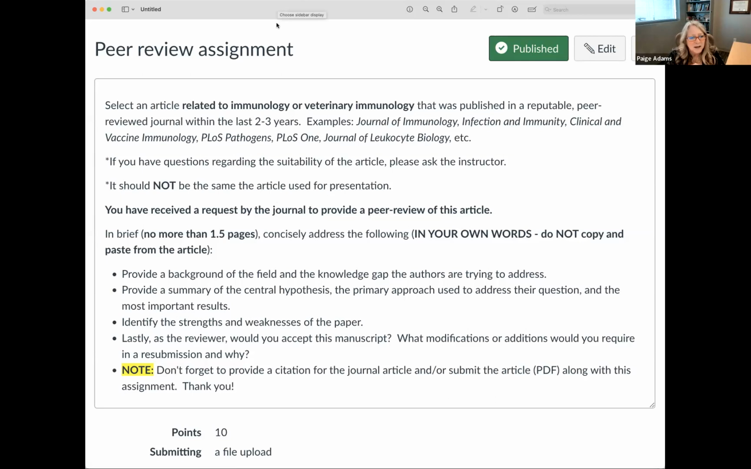If you think that they did a good job, especially, did they include the appropriate controls? Did they provide enough background to make the audience, the reader, understand what the gap in knowledge was? Did they state a hypothesis? Did they have a good approach to this particular problem? And then identify any strengths or weaknesses, things that you think maybe they should have done this instead of that. And then determine whether or not you as a reviewer would accept that article.